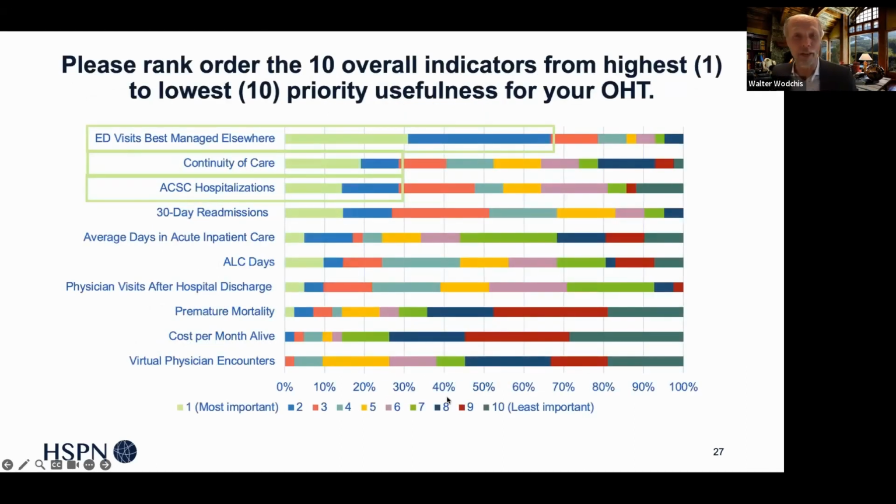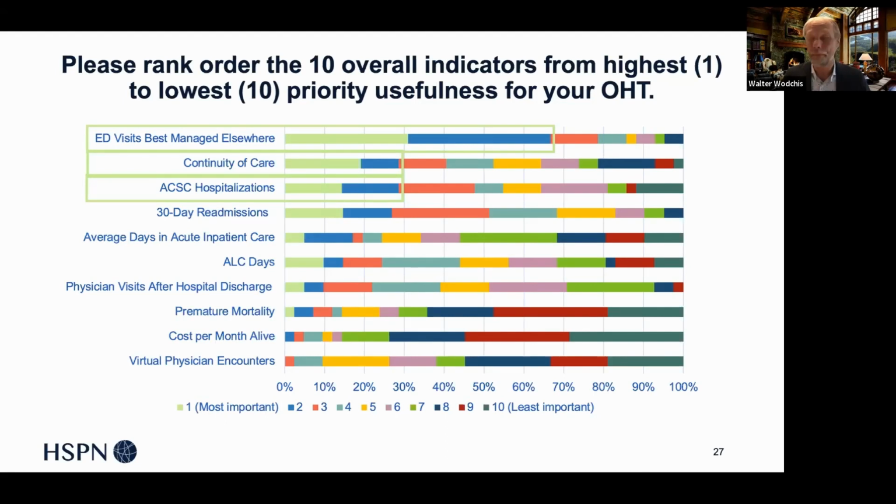What are some of the results of the top priority indicators? These are shown ranked. We had a 10-point ranking from most important to least important. Most important is shown in the bright green on the far left. So we really looked at what proportion of people said this was the most or second most important. Looked a little bit at the third, but mostly we made the decision based on that. And so you see here, if we drew a line somewhere around 25% of the indicators being more than 25% the top 2 priorities, you see ED visits best managed elsewhere, continuity of care, and ambulatory care sensitive hospitalizations.